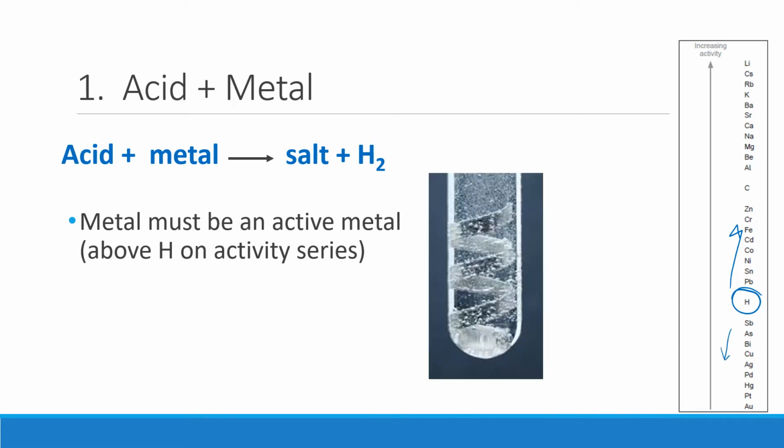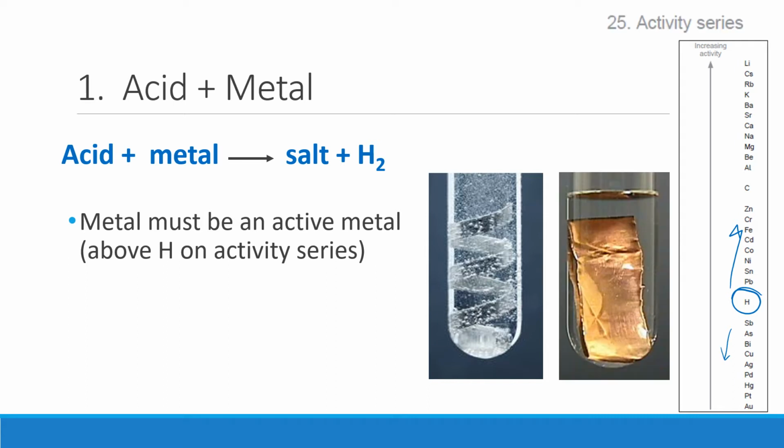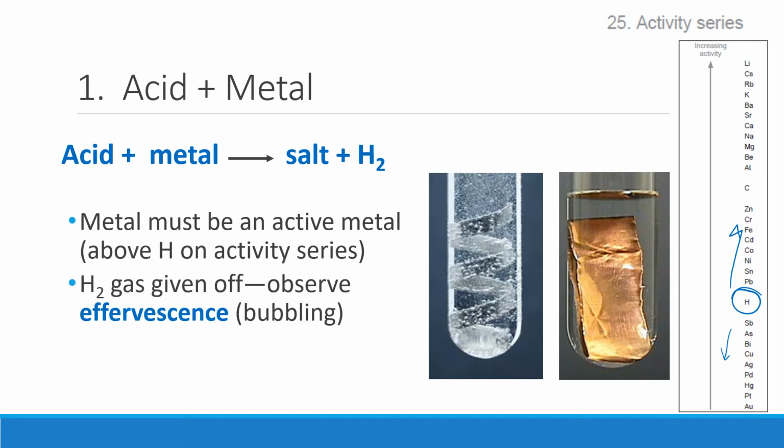This shows a picture of magnesium in hydrochloric acid, and you can see there's little bubbles of hydrogen gas forming there, so that is a reaction that goes. But something like copper in hydrochloric acid, we don't see any reaction at all, so it has to be an active metal. And when this reaction happens, we can observe effervescence or bubbling. We'll see that on the next slide in a little GIF.